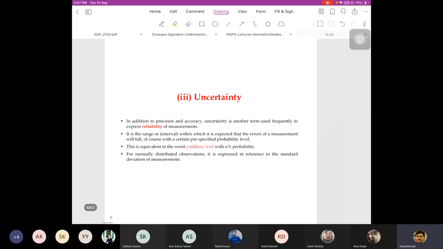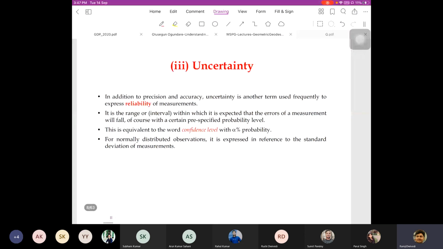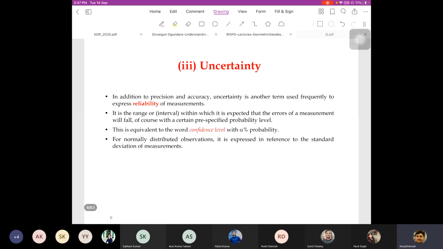Okay, coming back to the term called uncertainty. In addition to precision and accuracy, uncertainty is another term used frequently to express reliability of the measurements. It is the range or interval within which it is expected that the errors of measurement will fall, of course with a certain level of pre-specified probability. So it is the second statement apart from the precision which you follow, and this is equivalent to the confidence level.